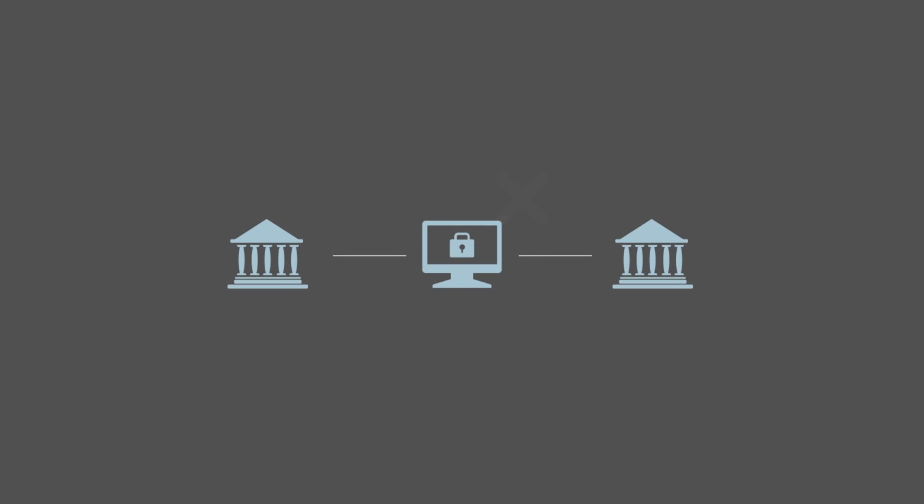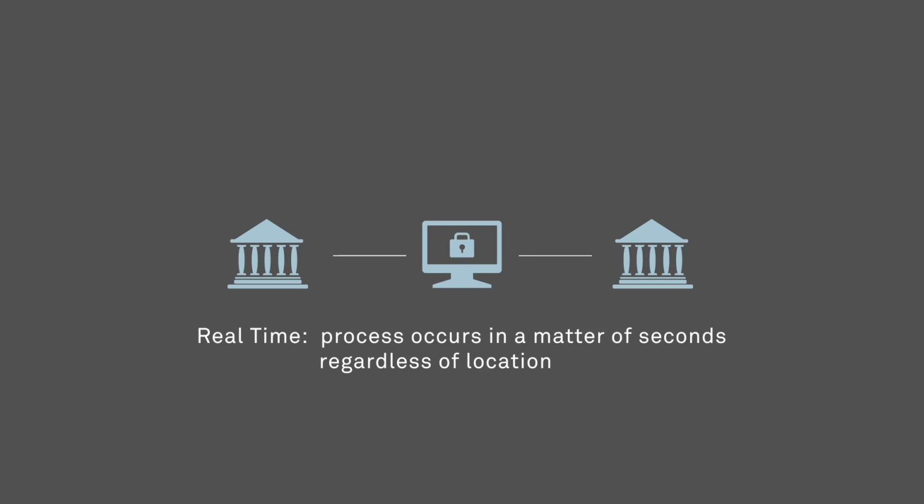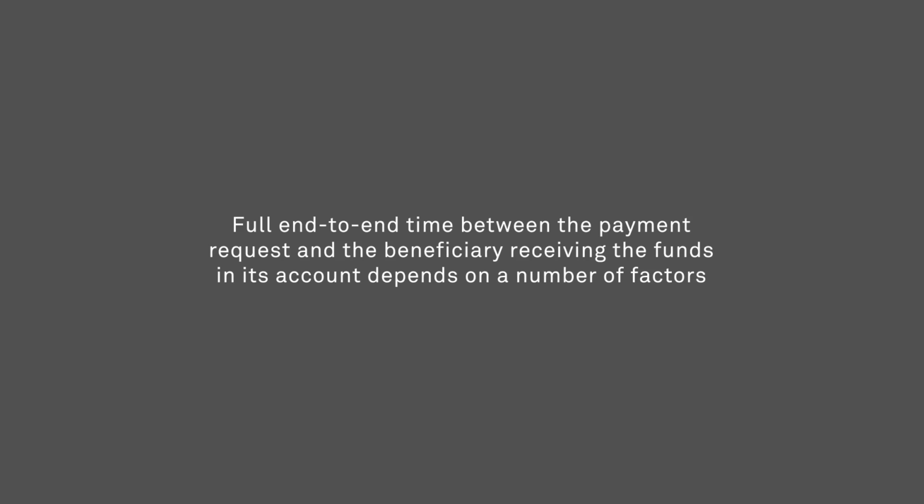If the payment does not pass the risk control tests, the system will not pass the payment on to the receiving FI and will generate a rejection notice to the sending FI. The processing of payments between LVTS participants takes place in real time, so this process occurs in a matter of seconds, regardless of where the FI is located in Canada. This being said, full end-to-end time between the payment request and the beneficiary receiving the funds in its account depends on a number of factors, including whether the payment is formatted properly for straight-through processing.